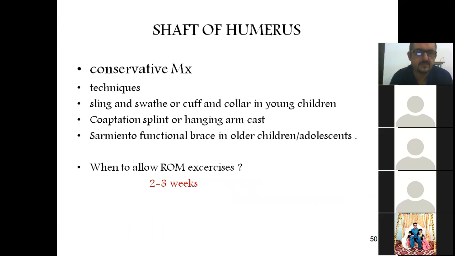Most of the fractures in the pediatric population are managed conservatively. So techniques can be slings, swathe or cuff and collar, coaptation splint, hanging arm cast, Sarmiento brace, whatever. And they can ask you when you allow range of motion exercise, it is 2 to 3 weeks.